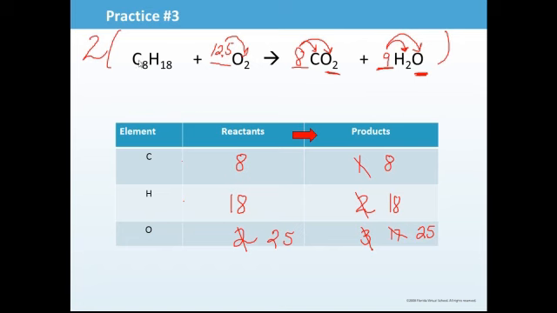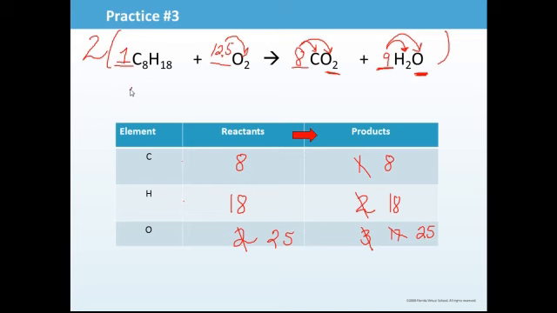Now when we multiply the entire reaction by 2, what that means is all of our subscripts we're going to multiply by 2. And what that does is it keeps the same ratio. Therefore, it will still be balanced. Now C8H18, it doesn't have a coefficient out front, does it? So what that means is that it really is a 1.